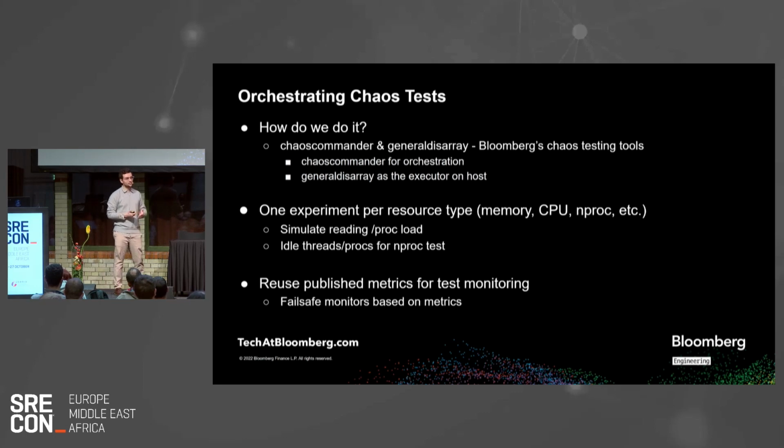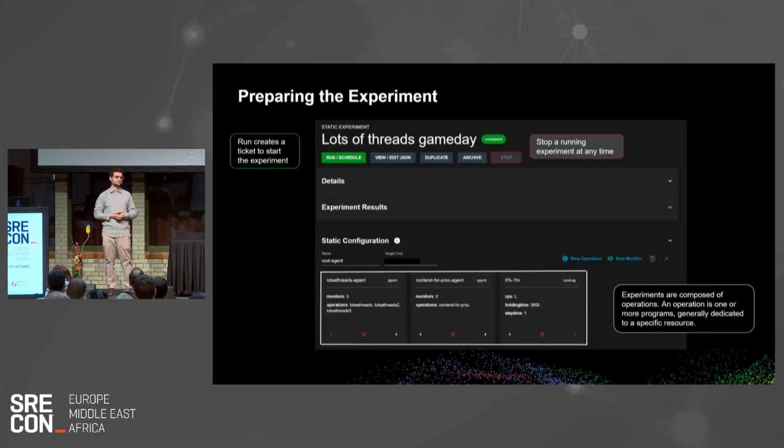And for our nproc test, we're going to be using idle threads to make sure that any work that those processor threads might be doing won't actually affect the system itself. And what's nice about this is that we can use our already published metrics for monitoring the test itself in addition to monitoring our systems. And we can also create fail-safe monitors based on the metrics. So if we see that our test gets out of control, we can see that automatedly, and we can shut down the test just based on our metrics.